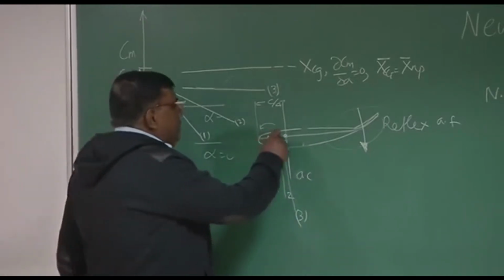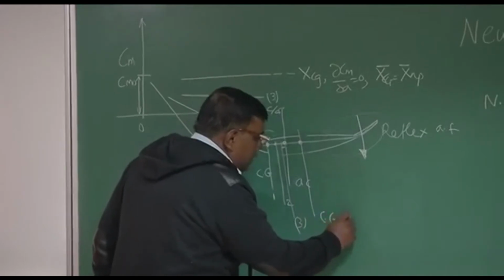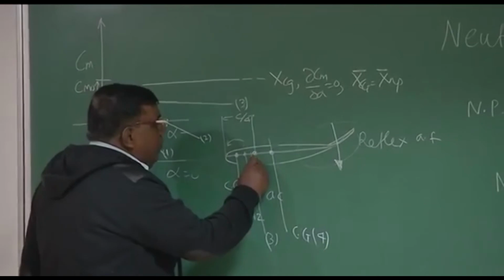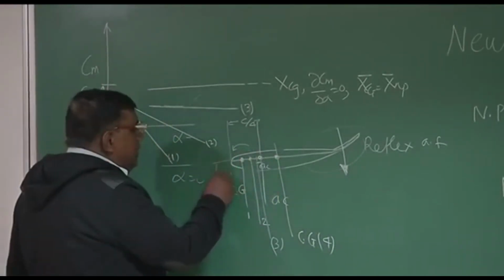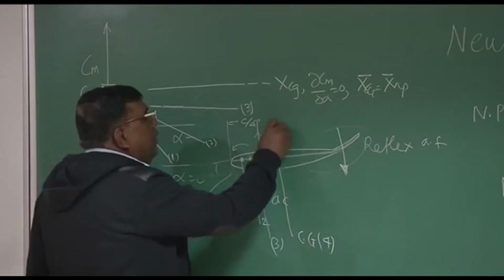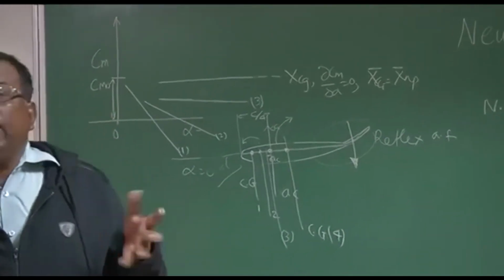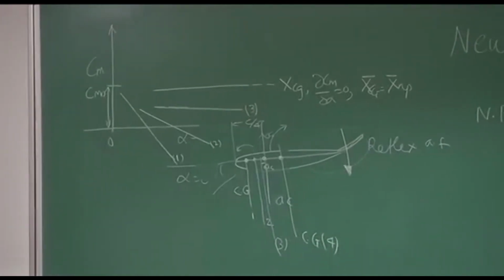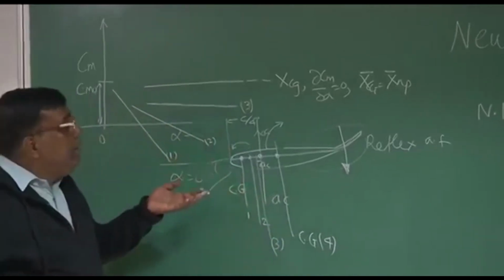What happens if CG goes further aft? If CG comes here, CG4 location. Now what will happen? Now the AC of the wing is ahead of CG. Suppose some disturbance is there. This delta CL will give a nose-up moment, right? Nose-up moment. So it will not have any initial tendency to come back to equilibrium. So we will say this is a statically unstable case. It is a statically unstable case.